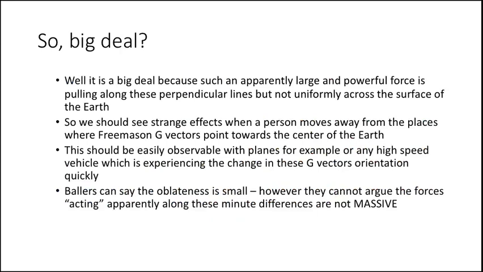So, to me, this should easily be observable with planes, for example, or any high-speed vehicle which is experiencing the change in these G vectors orientation quickly. And so, ballers will say, and they have said, in the debates and in the comment boards, that the oblateness is small, so it effectively is acting like a sphere. However, they can't argue that the forces acting apparently along these minute differences are massive.